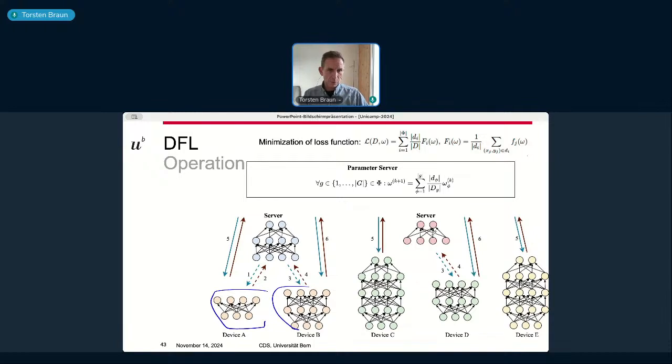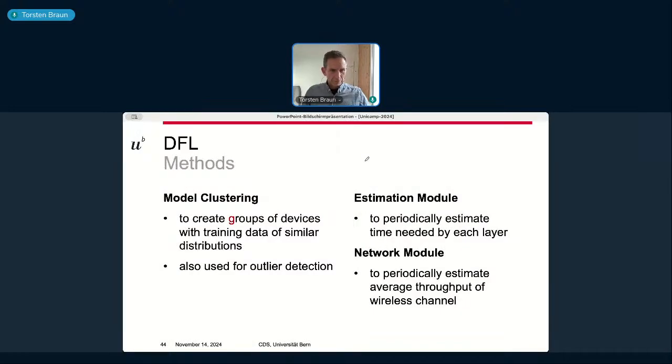Also, we used a federated learning approach. That means all the model parameters from all devices were aggregated by a parameter server, and the main objective was to minimize the loss function. These are the typical formulas you might know from federated learning. We also integrated some additional methods. You already saw these estimation and network modules before. The estimation module had to estimate the time needed by each layer on each device, depending on the hardware characteristics. The network module had to periodically estimate the throughput of the wireless channel.